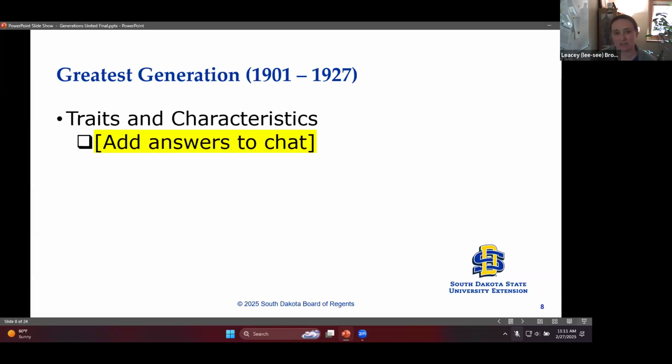So brainstorm some answers. Fought in World War II, okay? Yeah, depending on how old they were, because World War II ended in 45. Money savers. Went through the Great Depression. Yep. Other characteristics. Resilient to adversity. Okay. Any other characteristics we want to add about the greatest generation?